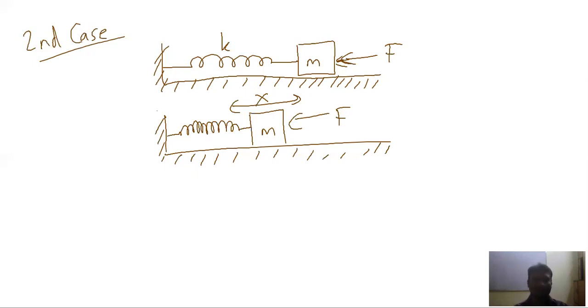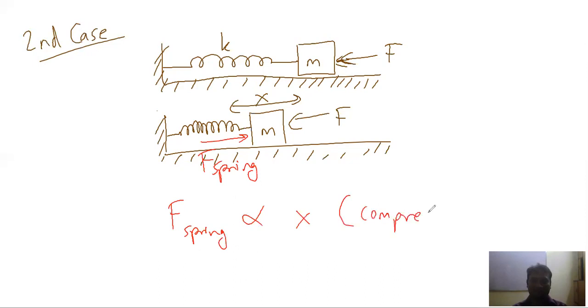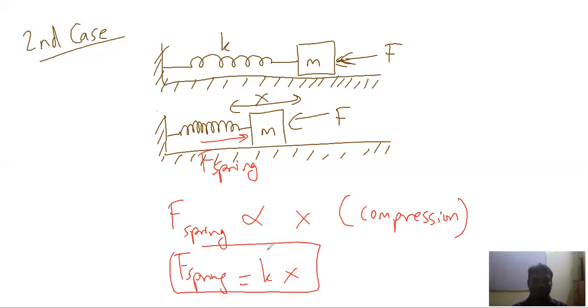So in this case, the direction of force in spring will be towards the right, because when we compress the spring, the spring force acts in the right direction. So this is the diagram. So we can say force in spring is directly proportional to x, which is the compression. So we can say spring force is equal to k into x, where k is a constant. As I told you, it is the spring constant.